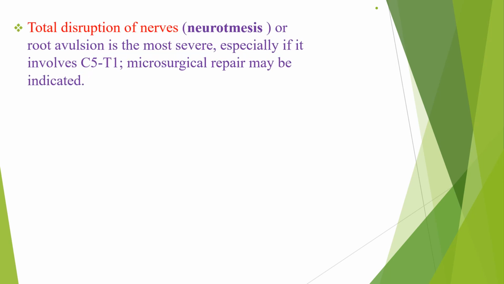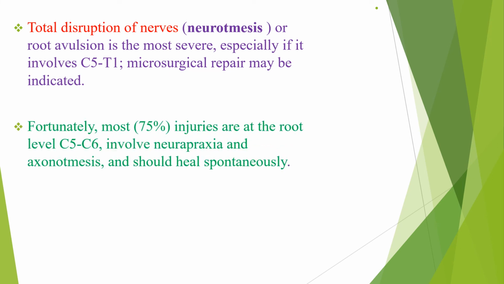Total disruption of the nerve, which is called neurotmesis or root avulsion, is the most severe, especially if it involves C5 to T1. Microsurgical repair might be indicated in this case. Fortunately, most injuries are at the root level, that means at C5 to C6, and they involve neurapraxia and axonotmesis, and they should heal spontaneously. Most of them are not due to total disruption of the nerves or neurotmesis.